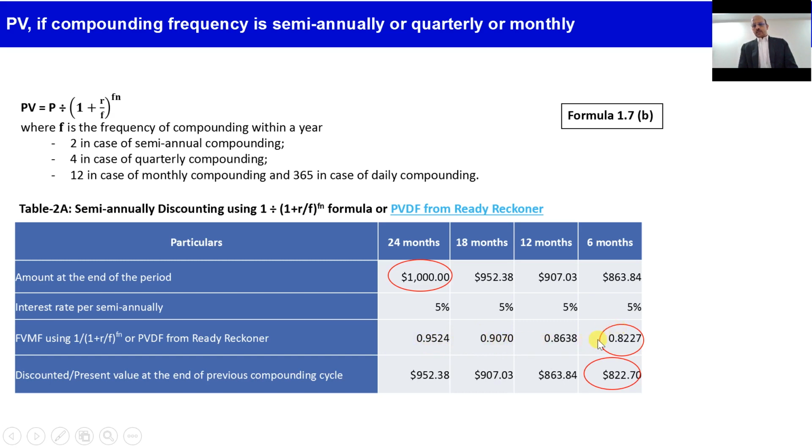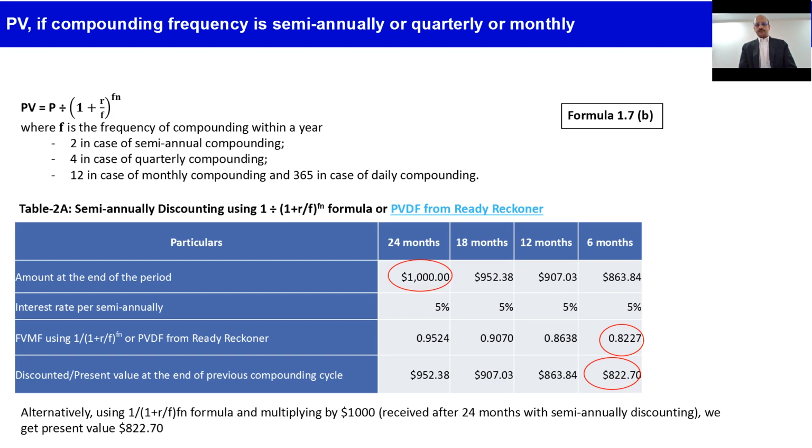Like that, in 24 months, it gets discounted 4 times using the semi-annual rate of 5%. So that discount factor comes to 0.8227. When we multiply this factor with the original amount of $1,000, we get $822.70. That is the present value of $1,000 received after 24 months.